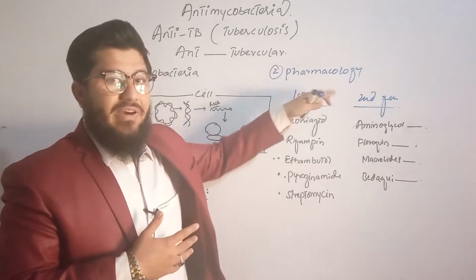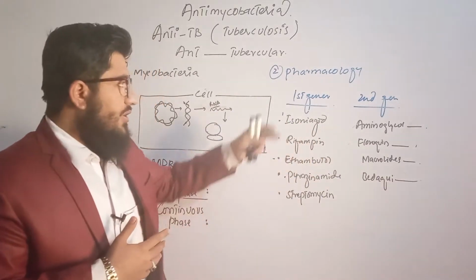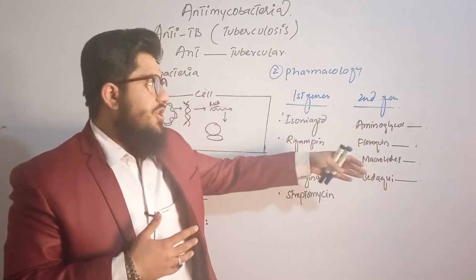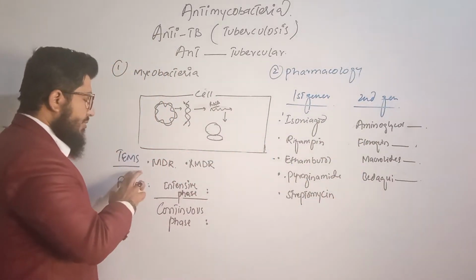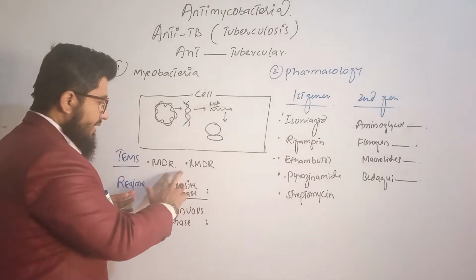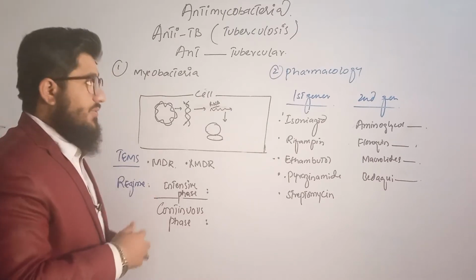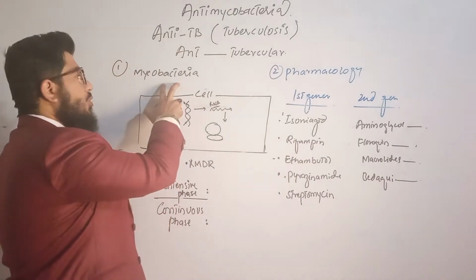And then we'll talk about the pharmacology, meaning the drugs used to treat TB patients. In this pharmacology, we'll be talking about the first generation and the second generation anti-mycobacterials. In the next point, we'll be talking about terms like MDR and XDR. We'll clear the concepts of these terms. Then we'll talk about the regimen, the intensive phase and the continuation phase. So let's start our discussion from the very first point, mycobacteria.